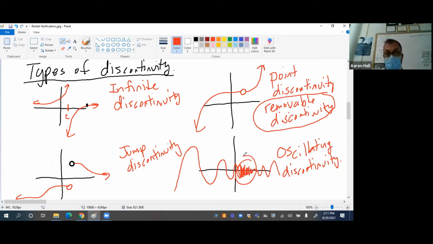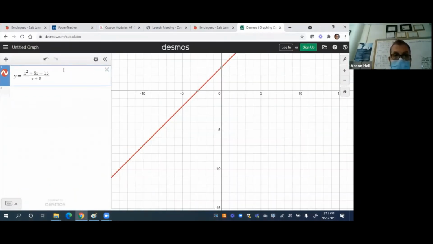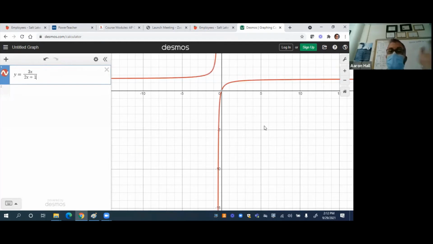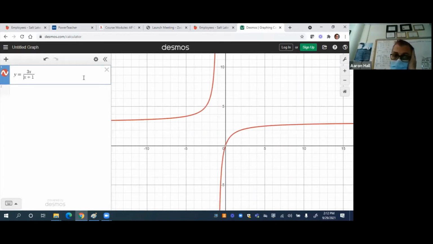Let's look at some examples of these. All right, here is my first one. y equals 3x over 2x plus 1. Does this graph have discontinuity? Actually, let's change this. Where does this graph have discontinuity?